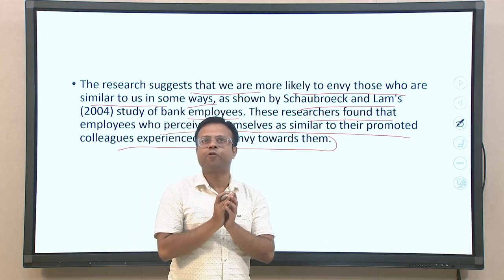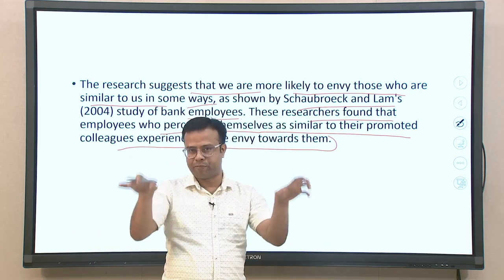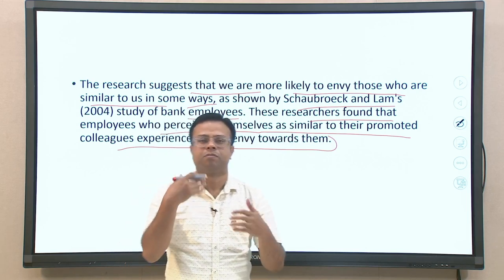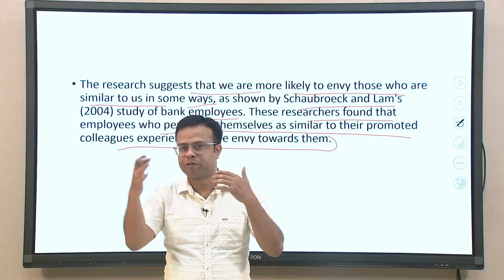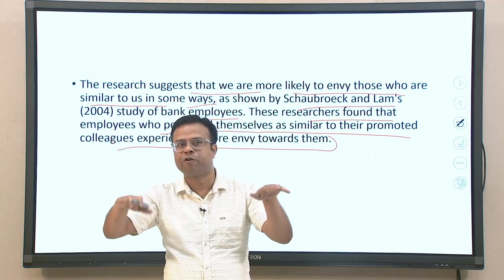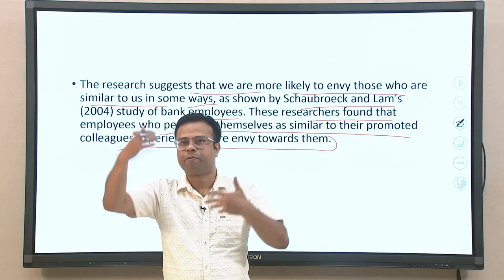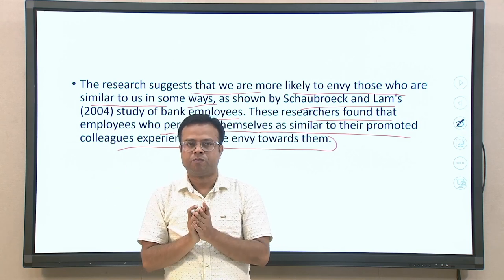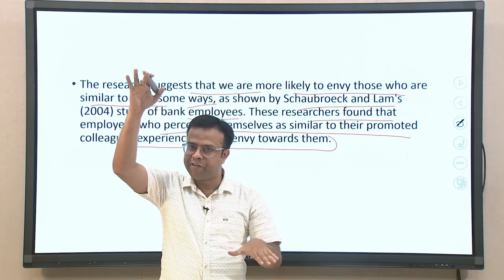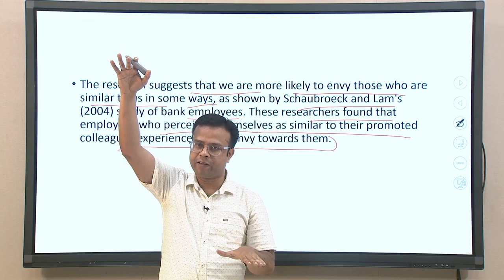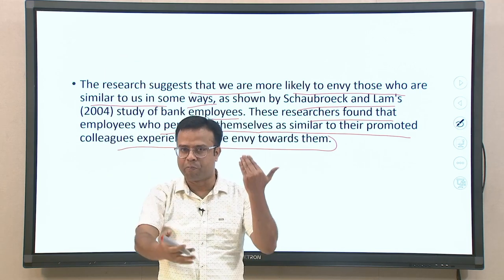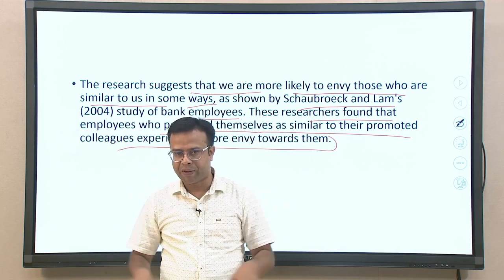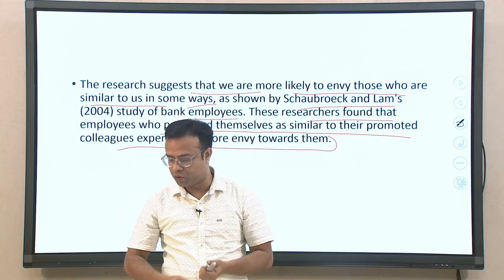So this shows, madam, we compare more with people who are very similar to us, simply because you can compare, because of the similarity. You cannot just compare apples and oranges. If two people are totally different in the ladder of success and other things, then there is no meaning in comparing. So comparison mostly happens with people who are similar to us.